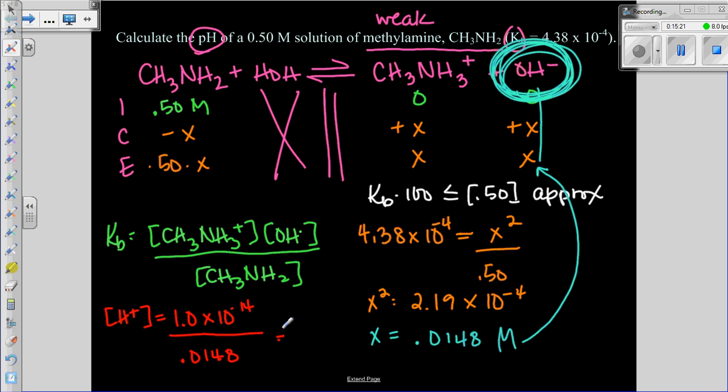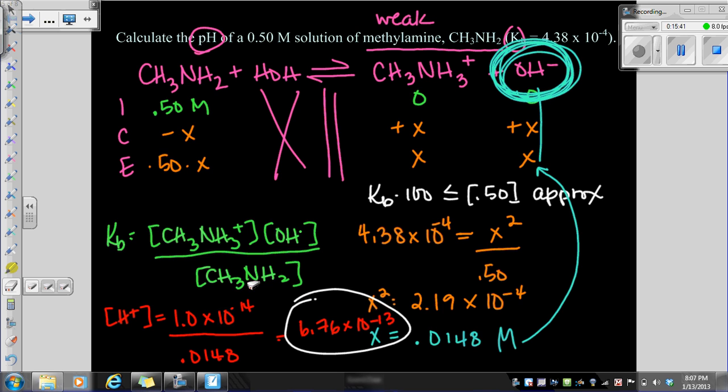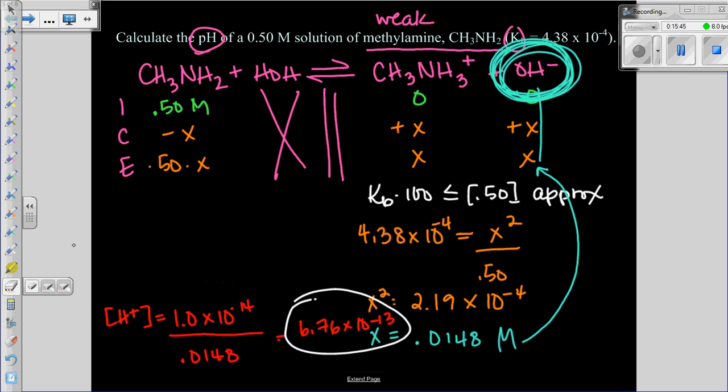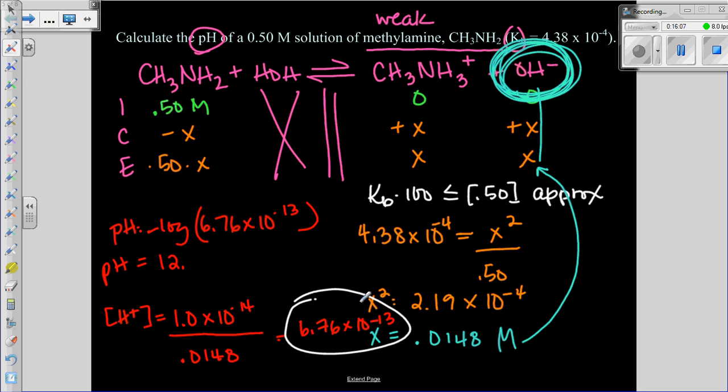When I divide, I get 6.76 times 10 to the negative 13th. So then I can take this and, let me get rid of this over here so we've got room. Okay. So then I can do pH equals negative log of 6.76 times 10 to the negative 13th. Don't forget that negative log. And that gives me a pH of 12 point, okay, with sig figs, I have 2, so that means 2 digits after the decimal, 12.17, which would make sense for a weak base.